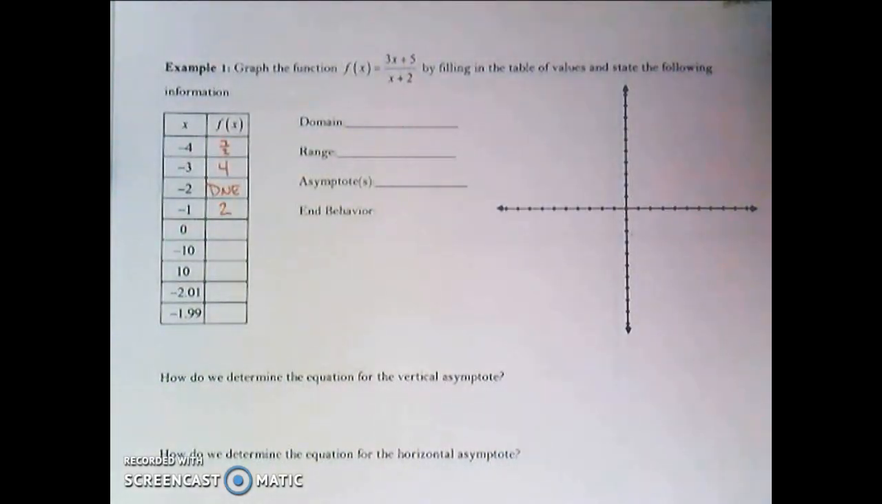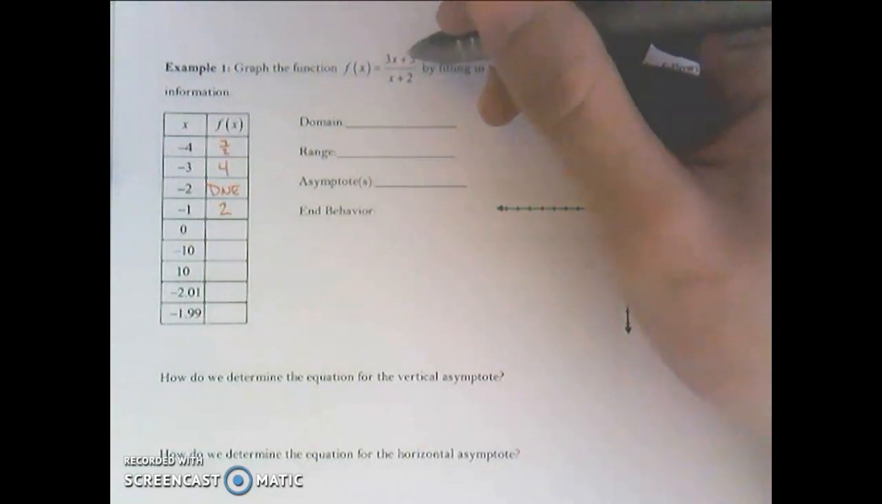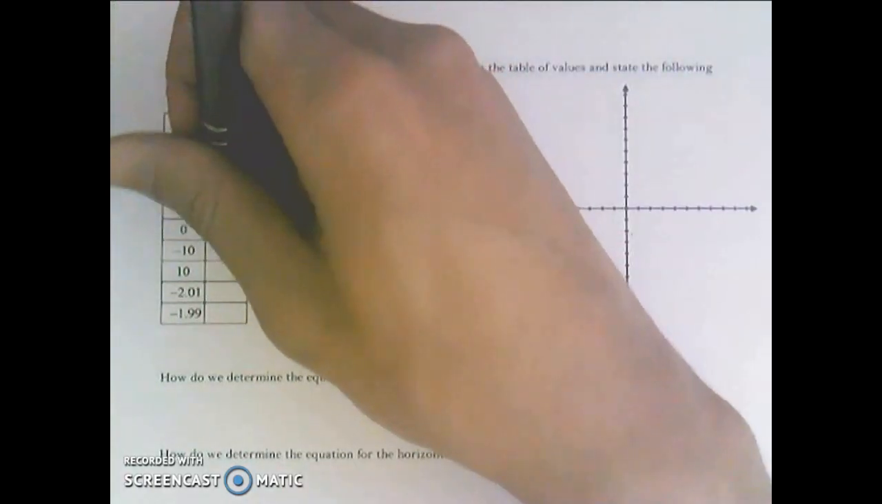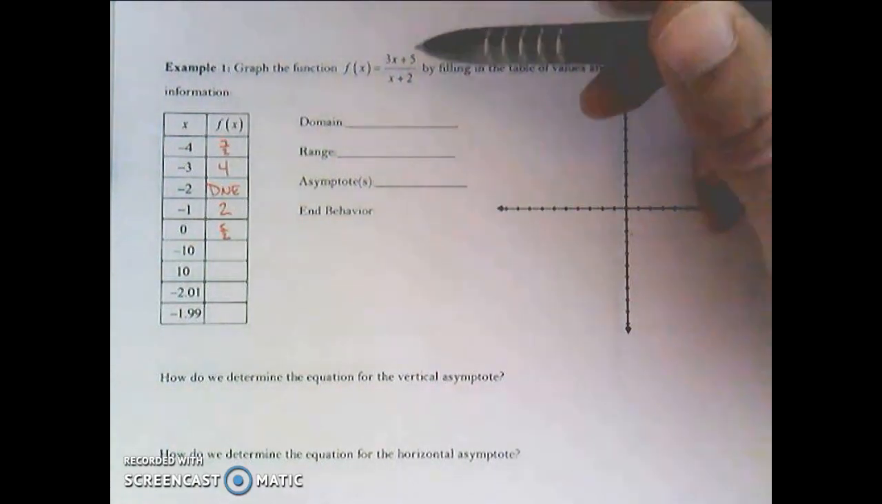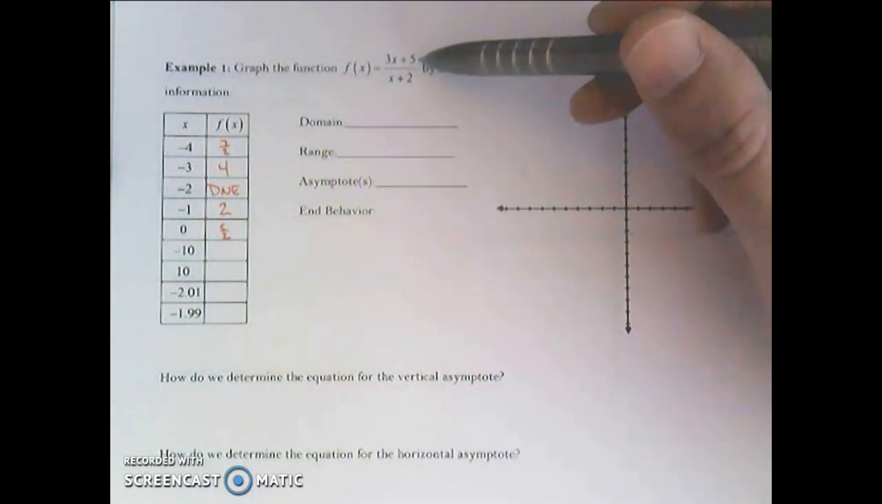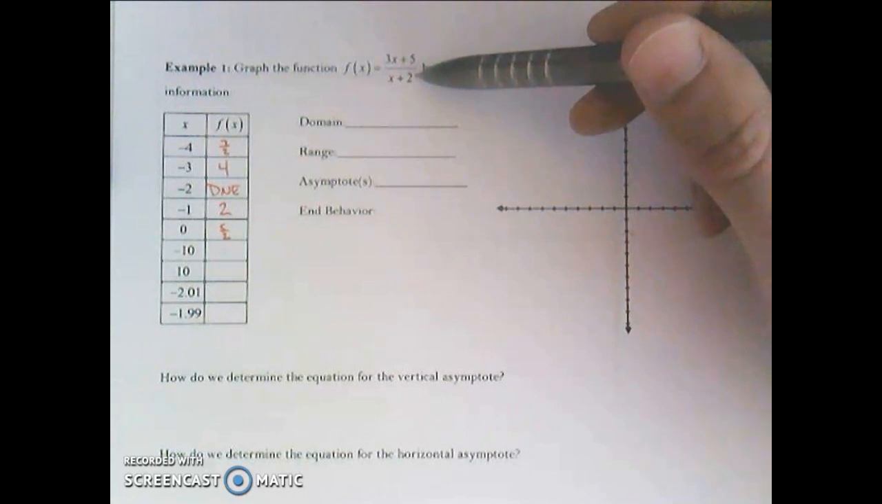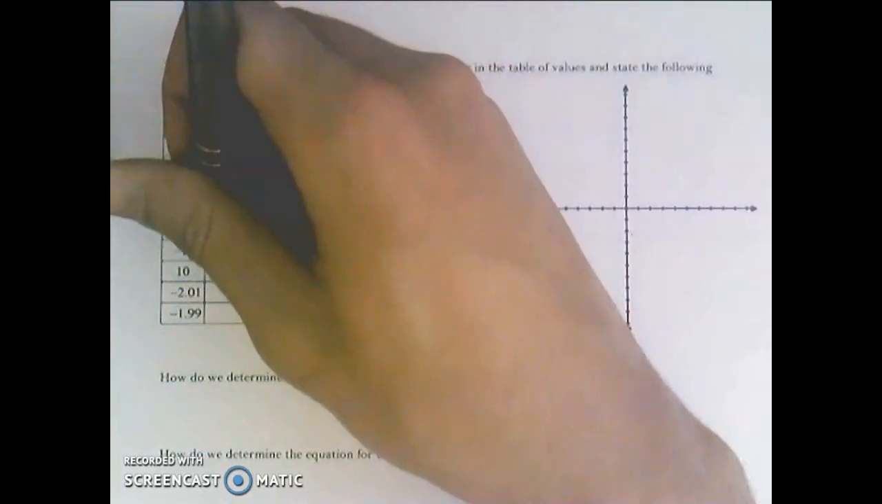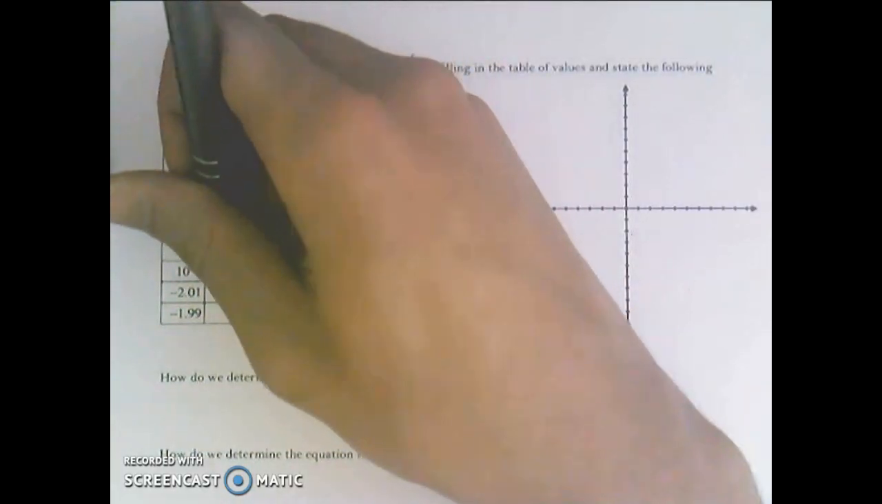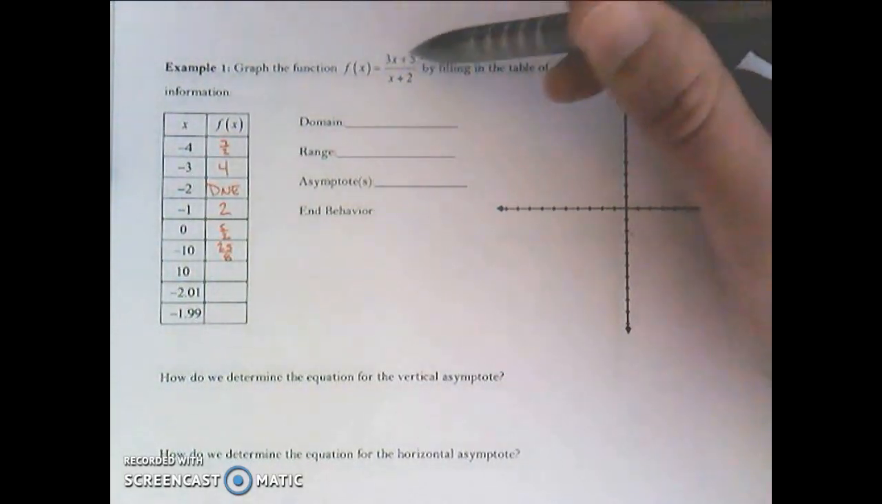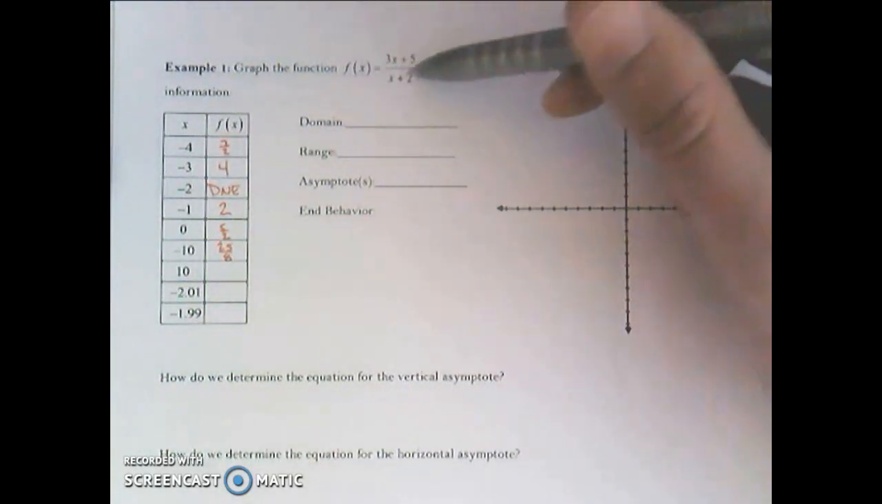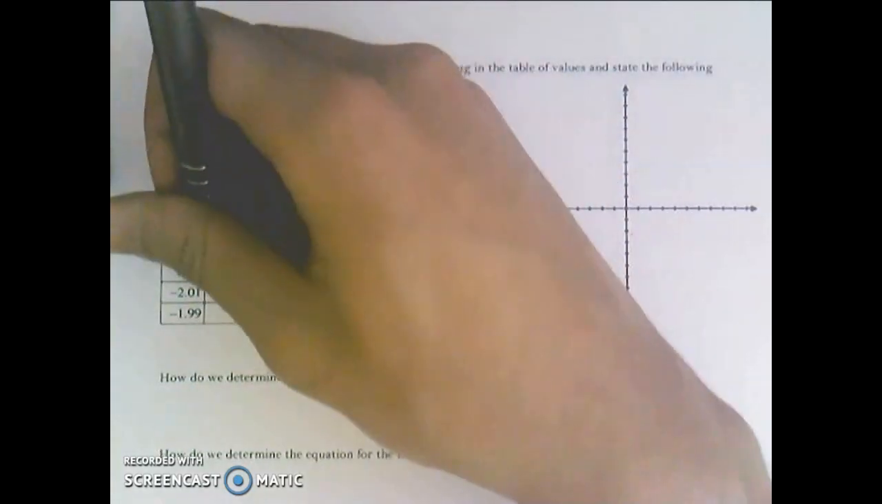Plugging in 0, our x terms cancel out, so we have just 5 over 2, 5 halves. Plugging in negative 10, we have negative 30 plus 5 is negative 25. Negative 10 plus 2 is negative 8, so we have 25 eighths. And then plugging in 10, we have 30 plus 5 is 35 over 12, so we have 35 twelfths.